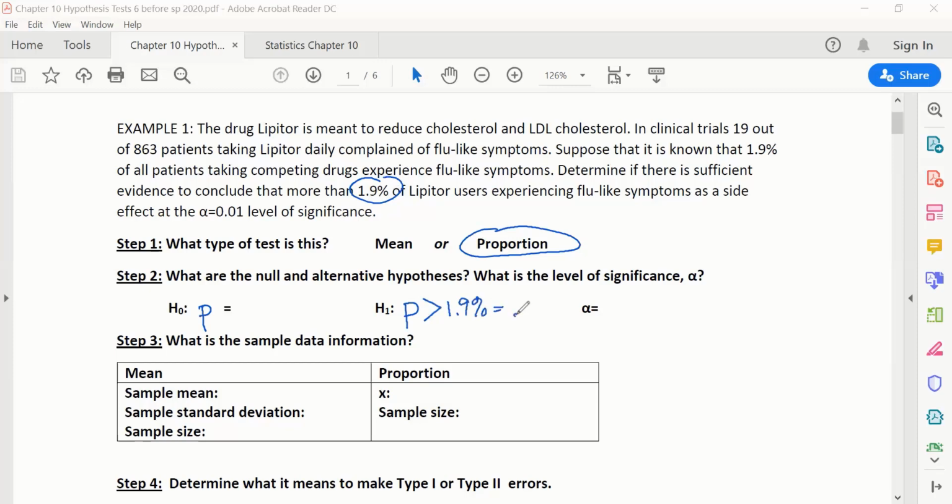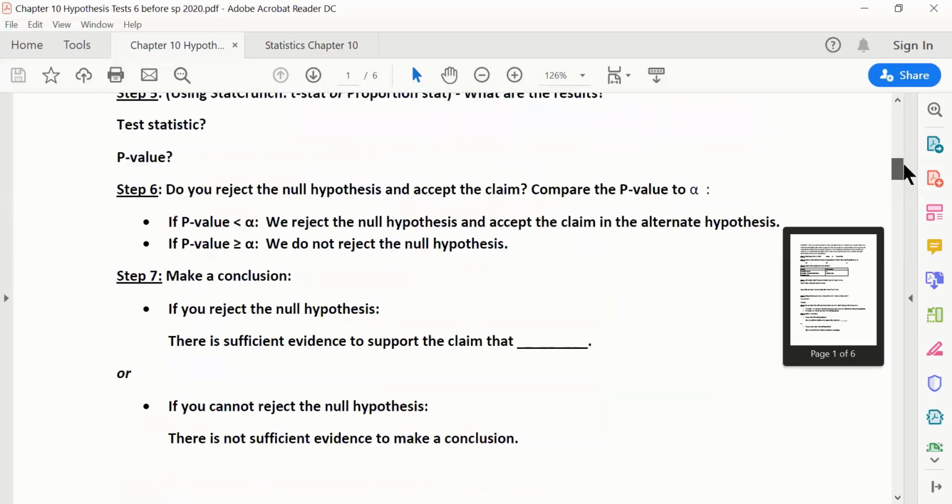So we're going to write this as a decimal, 0.019. We've also told that it's alpha equals 0.01 level of significance. So now we can fill out our proportion data for our sample. Our proportion sample was X is 19 with a sample size of 863. So that's all the same from last time. We're going to move down and look at the second part. Skipping number 4 because we don't have to do number 4.